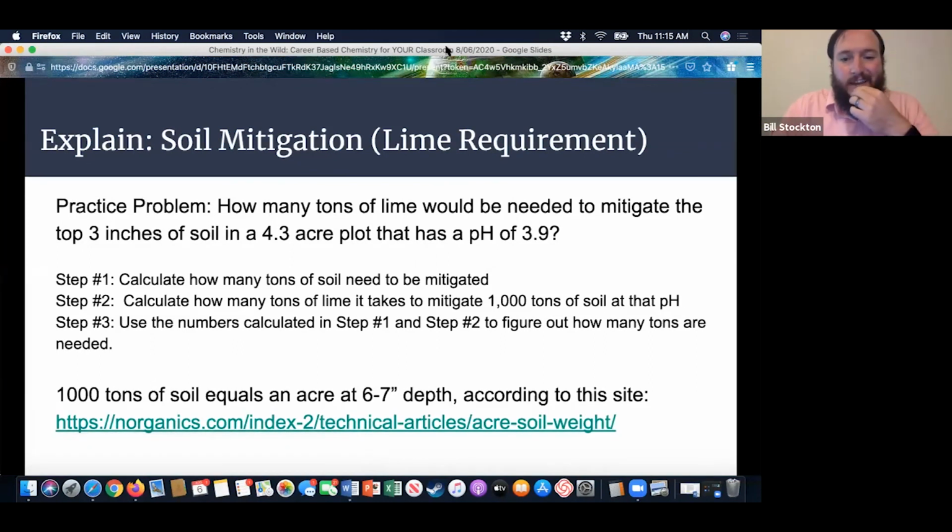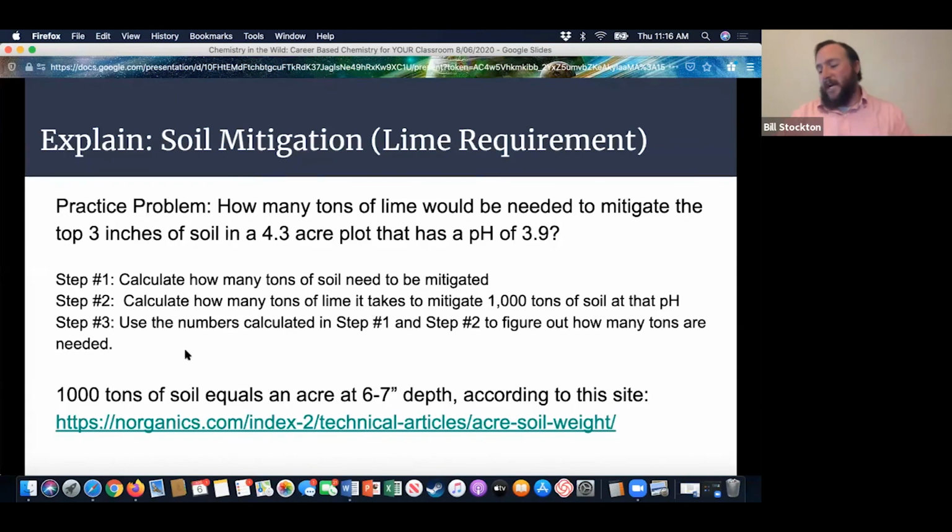So I used that first equation that Michael put up there of negative 7.5x plus 40. If you plug in the 3.9 for x, I got 10.75 tons per 1,000 tons of soil is what I solved for y. Let's see if that's, okay, I got the same.